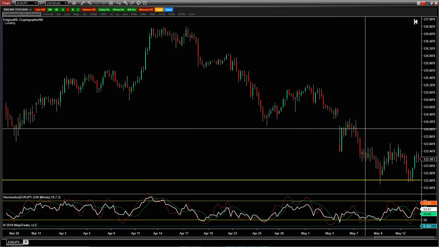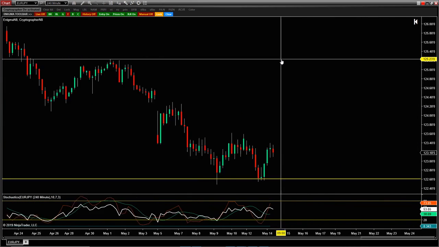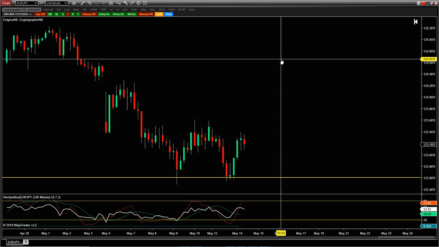As we go down to a lower time frame, a 4-hour chart, what are we starting to do, or what have we done at this level already? Again, that yellow line being the zone. Yes, we have put in a double bottom.